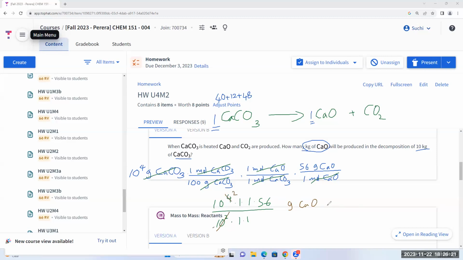And then this should be 5,600 grams of calcium oxide without the calculator. If you convert that to kilograms, because they're asking for kilograms, you divide this by 1,000, and that will give us 5.6 kilograms of calcium oxide. Okay, that should be your answer.